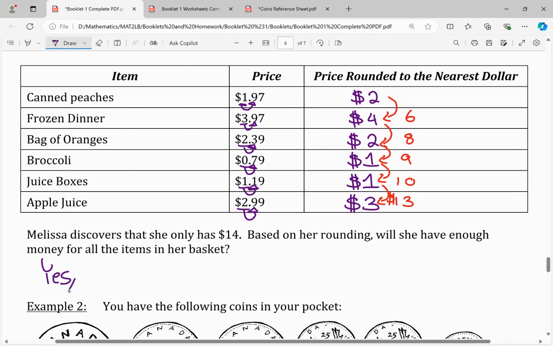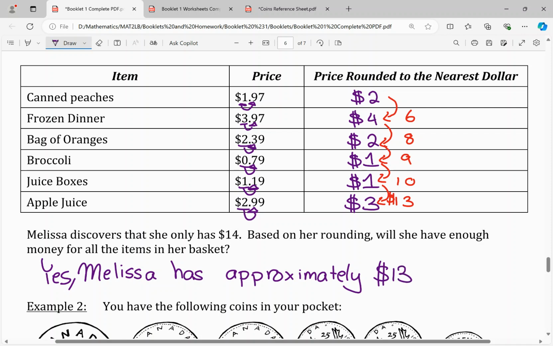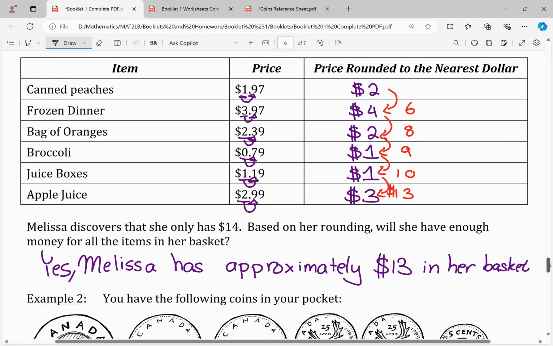So I'm willing to say yes. Melissa has approximately, because we are rounding, so it's not exact, $13 in her basket. Right?